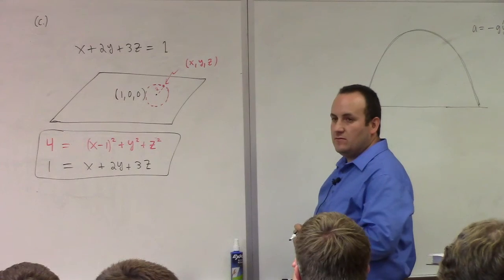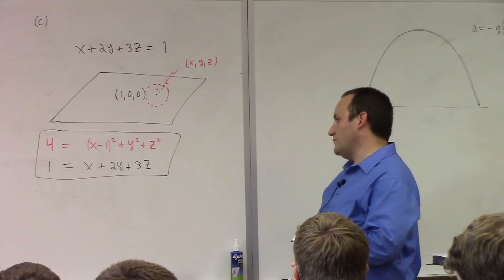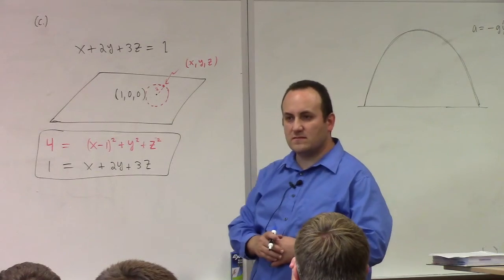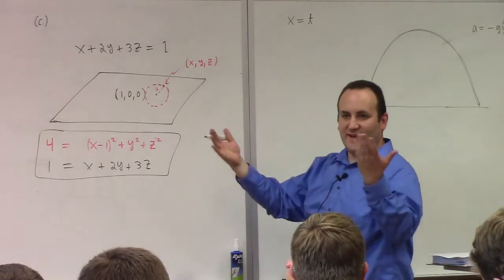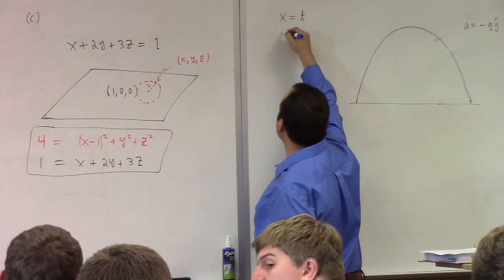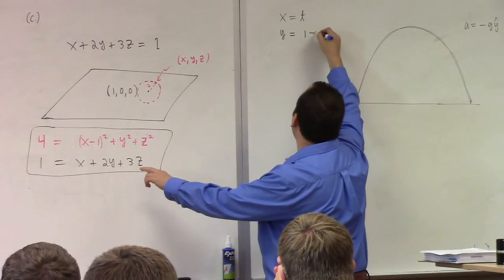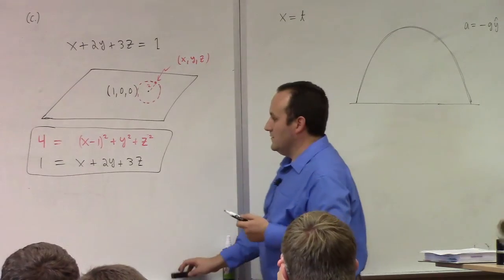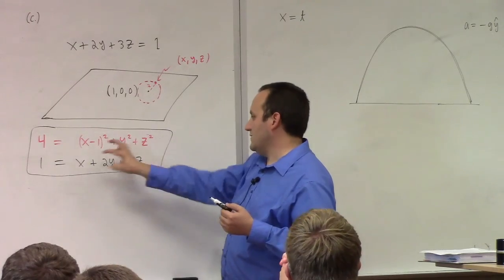You can pick one of the Cartesian coordinates as your parameter and see if that works. Which one would you like to pick? I think it doesn't matter. Let's use x. So x is equal to t. So we know the formula for x. And then what's y equal to? One minus x, right? Well, the point here then is, if you make that choice, then what we want to do is to see if we can find some way to eliminate this.